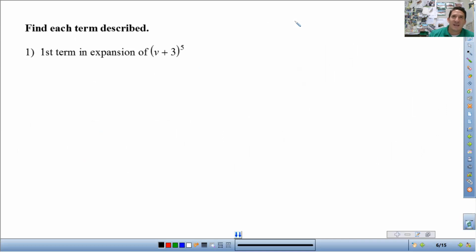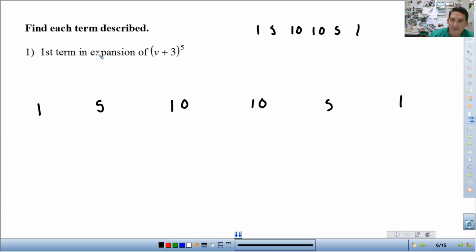So to the 5th power, I need the 5th row of Pascal's triangle. That's 1, 5, 10, 10, 5, 1. I'm not going to write out the whole triangle again. I've already done that. I just want the first term, so I don't actually need to write everything out. There's going to be a V, and then there's going to be a 3. You can put in all the V's if you want, if it makes you feel any better, but I'm just concerned with this first term.